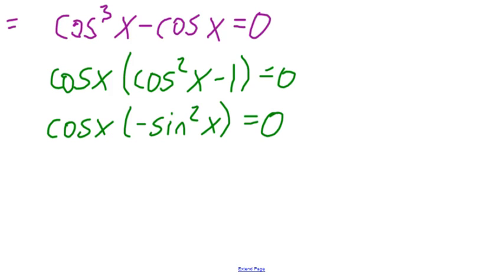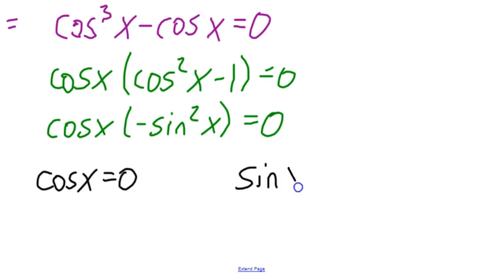So this implies that cosine x is equal to 0, or that essentially sine x is equal to 0. Yes, it's minus sine squared x, but if we divide by a negative 1, if we take 0 divided by a negative 1, that's just 0. If we take the square root of sine squared x on both sides, the square root of 0 is still 0. So negative sine squared x equal to 0 is essentially setting sine of x equal to 0.